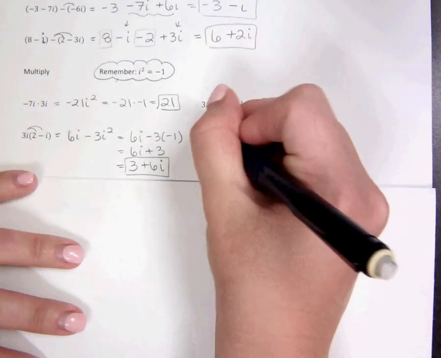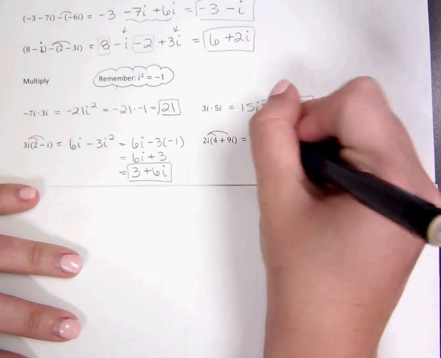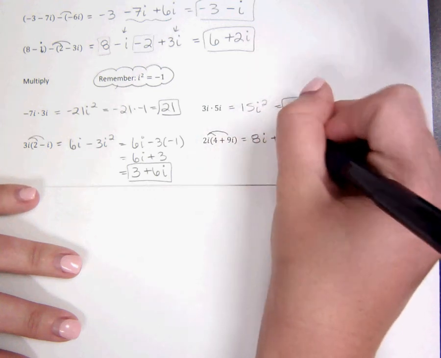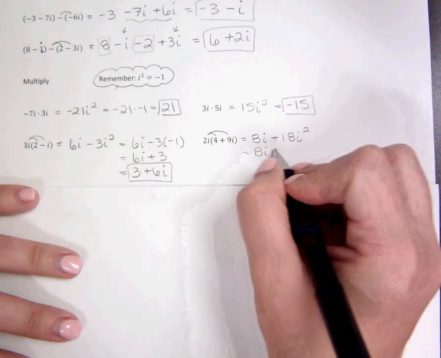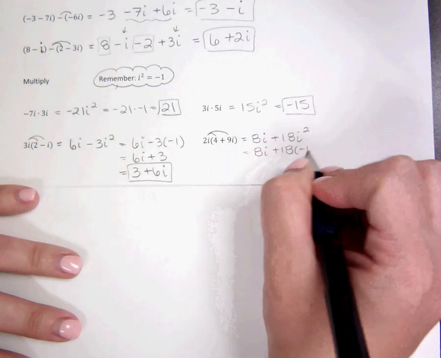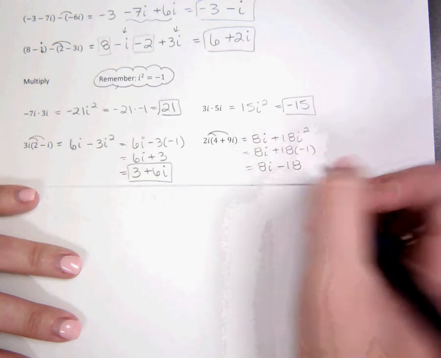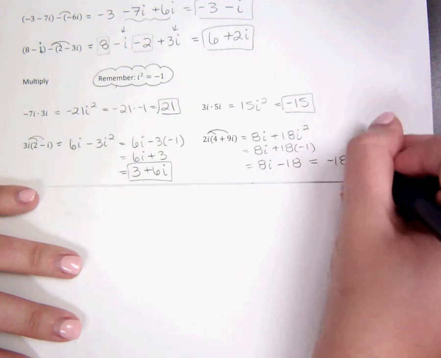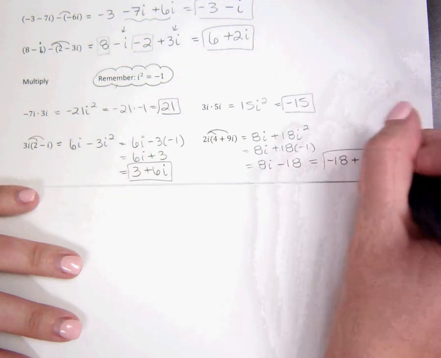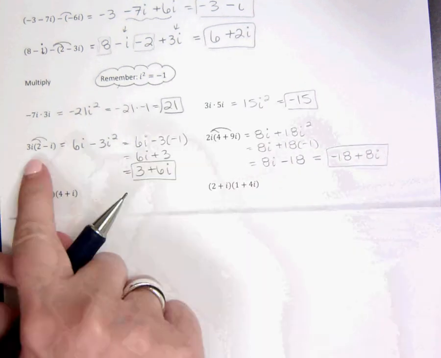And try the next one, distribute. It's going to give us 8i plus 18i squared. When I see i squared, I'm going to change it to negative 1, which creates 8i minus 18. But I'm going to write it with the real number first and then the imaginary number. So in my math lab, that's how it needs to be entered. So that's multiplying one term by two terms, distributing.